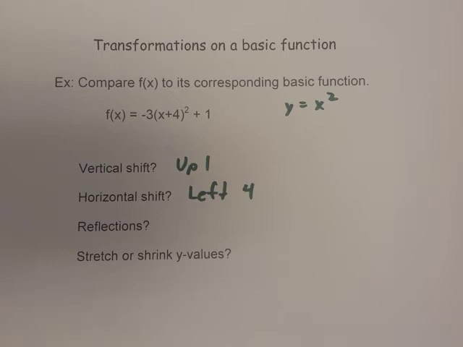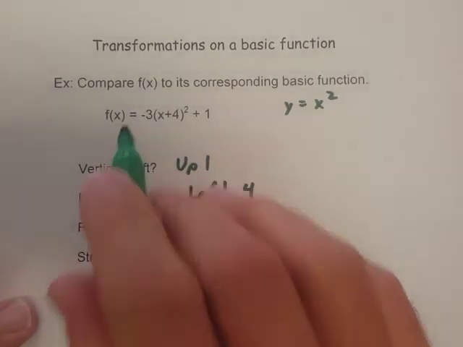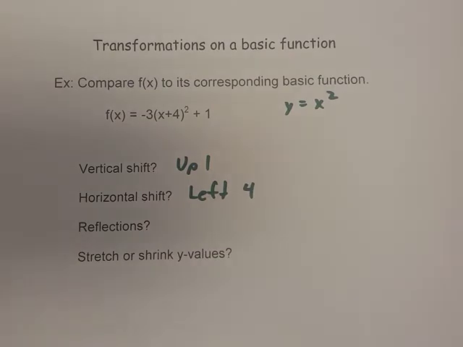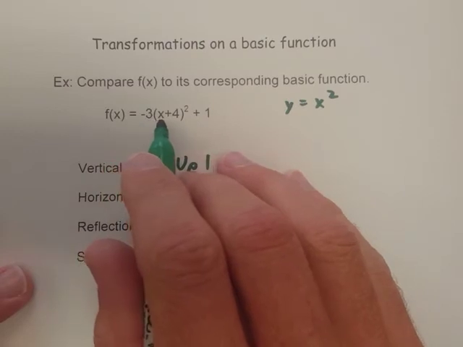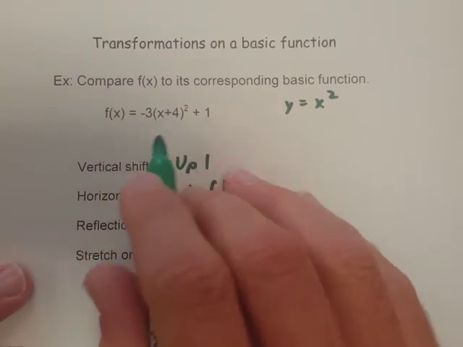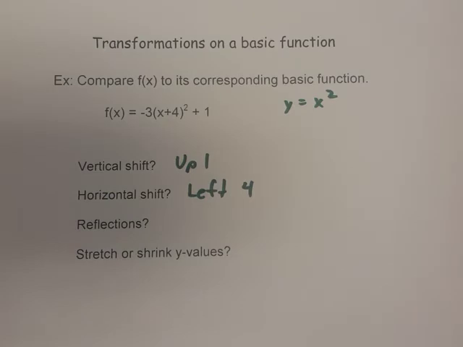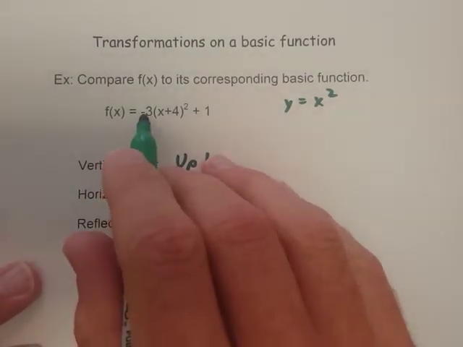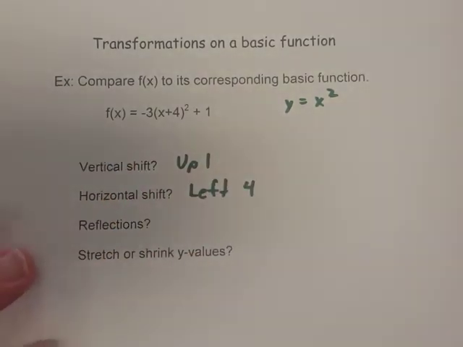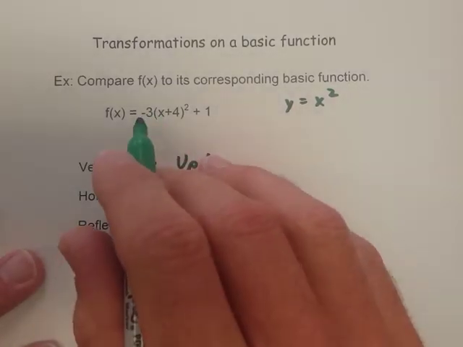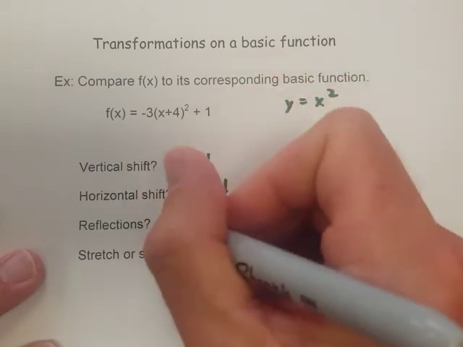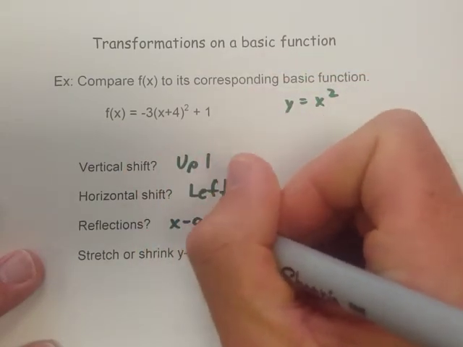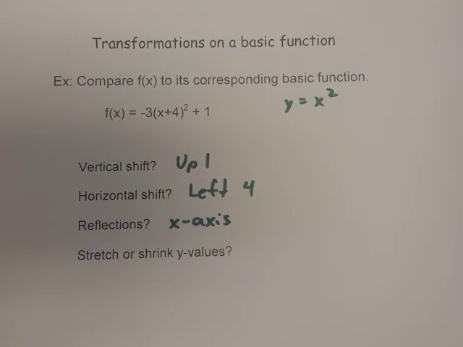Reflections. Reflections have to do with negatives, and so you'll notice that there is one negative in this problem, and it has to do with, well, this is the more common one. Every once in a while you'll see a negative on the x, and then you'll have to do a horizontal reflection, but for almost every case that we have this year, the negative will be on the outside of the function. If that's the case, then it will be reflecting over the x-axis. It's a vertical reflection for that one.